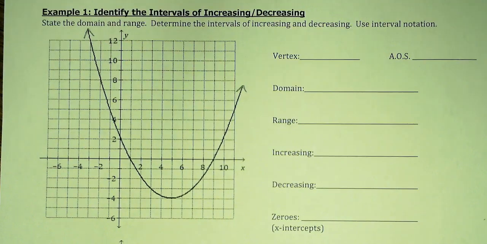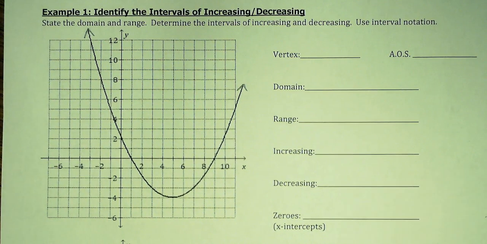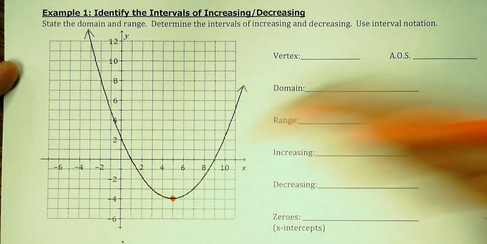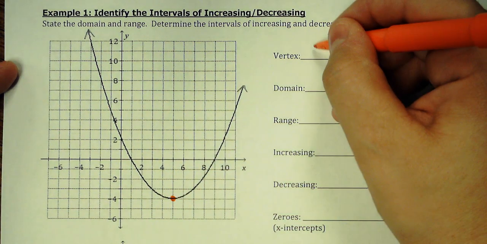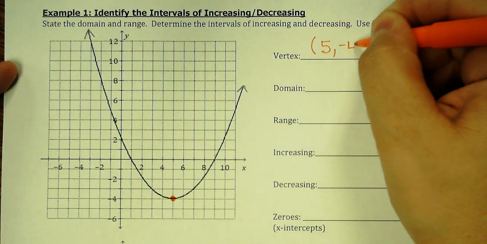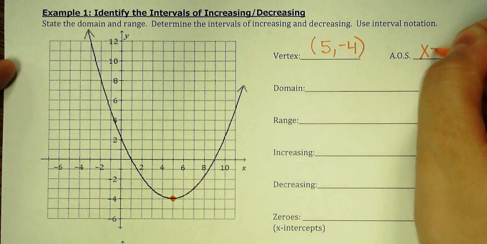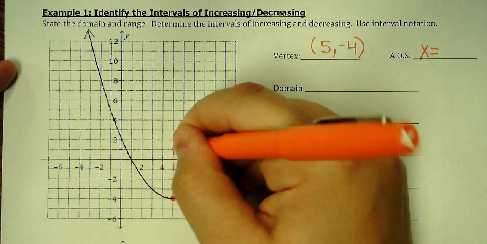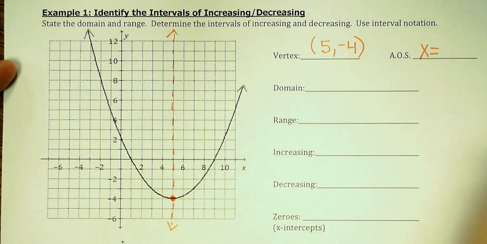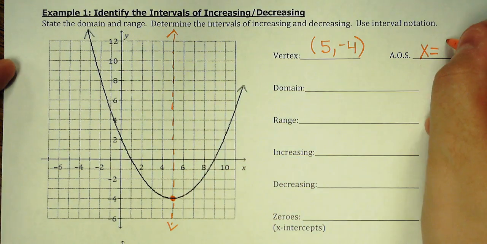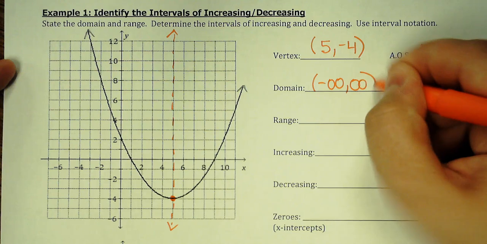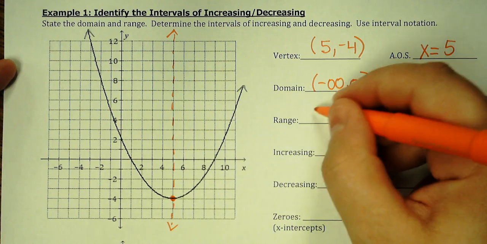And so we're just going to identify a couple of things at the top before we do any increasing and decreasing. So I'm going to identify the vertex real quick, and that's going to be, looks like (5, -4). Axis of symmetry is always just the vertical line that goes right through the middle, cuts the graph into two equal pieces, and so that vertical line is x = 5.